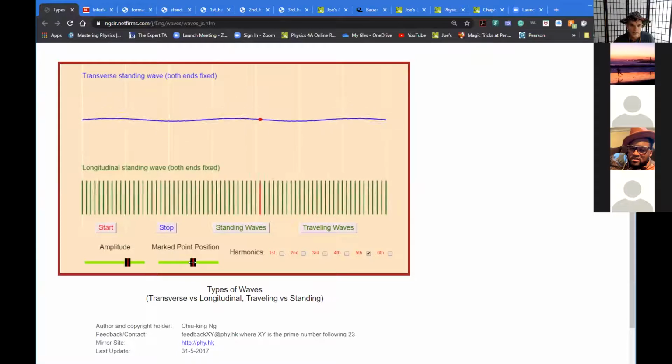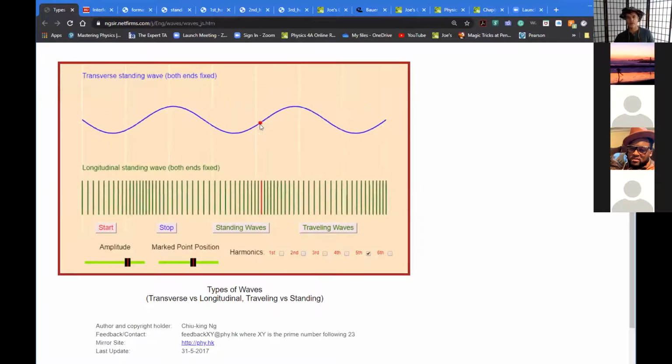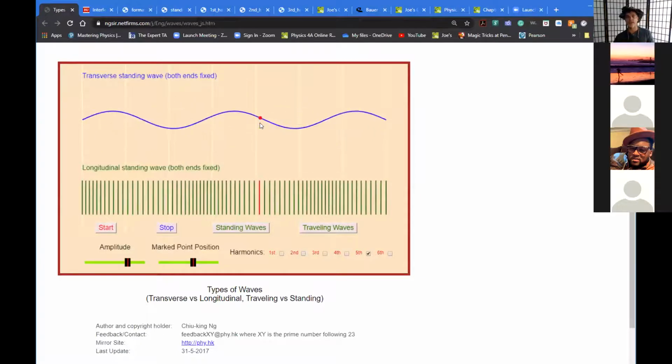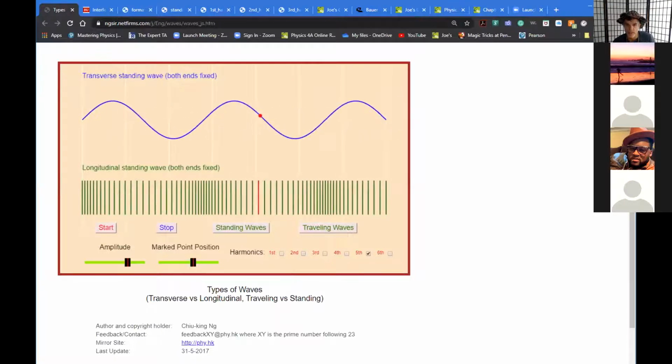That's not quite it. This is close to a node. I don't have it exactly right, but this is not really moving up and down very much. All right, let me pause this for 1 second.